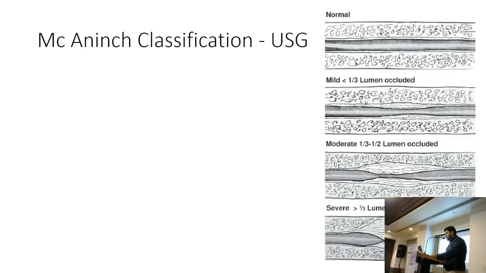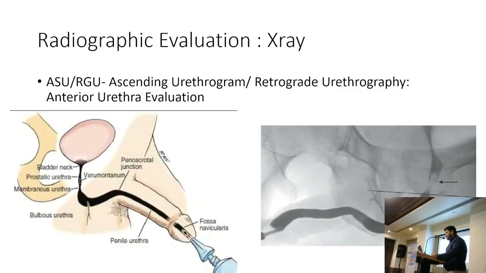considered as severe grading. On radiographic evaluation on X-ray, one of the methods is ASU, also known as RGU, ascending urethrogram or retrograde urethrogram. It is generally done to evaluate the anterior urethra, in which any strictures in the penile region or the bulbar region can be seen.